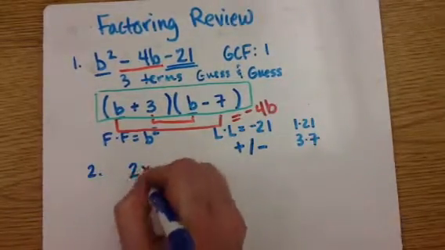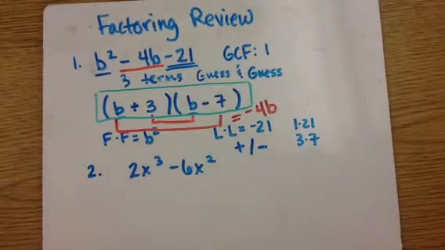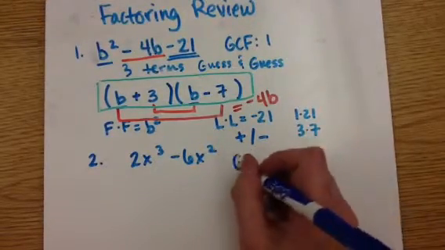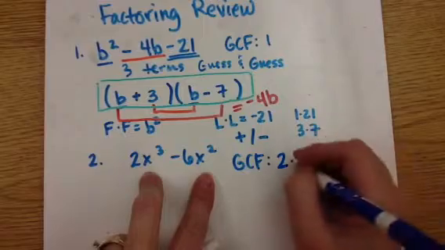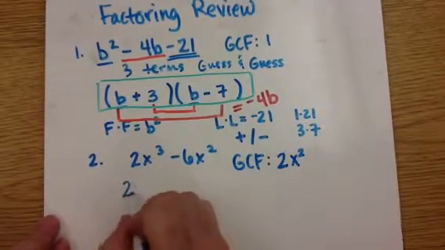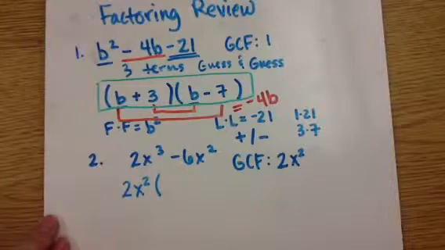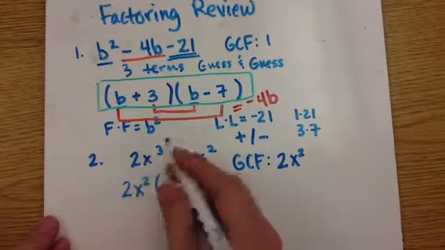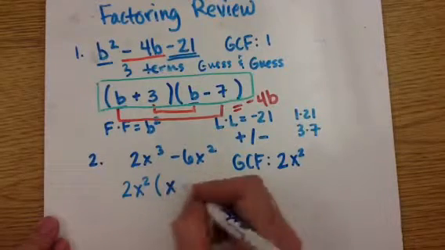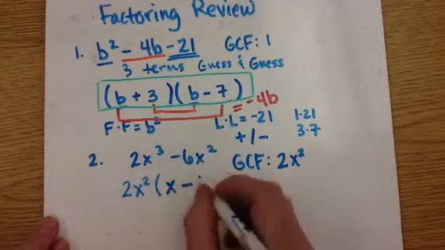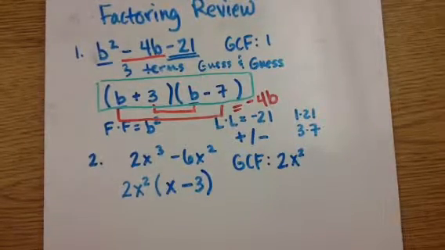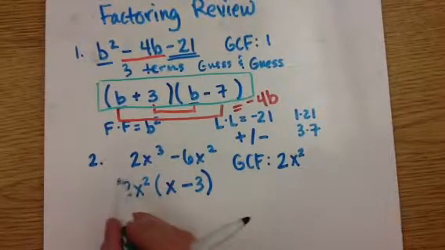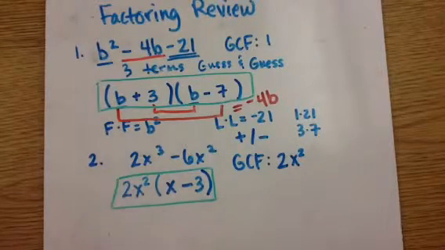Number 2, we have 2x cubed minus 6x squared. Again, we're going to look for a greatest common factor. I can divide out a 2 from both coefficients, and the 2 terms have x squared in common. So I'll take 2x squared outside the parenthesis, and then when I divide 2 by 2 I get 1. X cubed divided by x squared is x, and then negative 6 divided by 2 is negative 3, and take out the x squared. So I have 2x squared times x minus 3, and since this x minus 3 term doesn't have any powers higher than 1, that is factored completely.